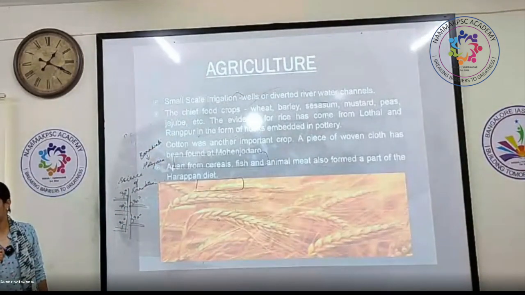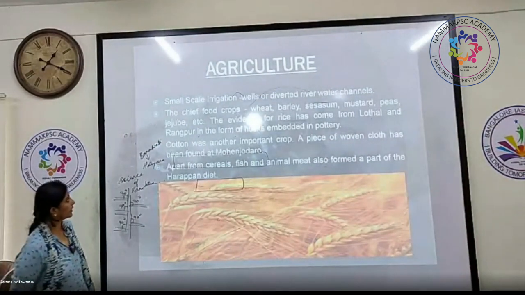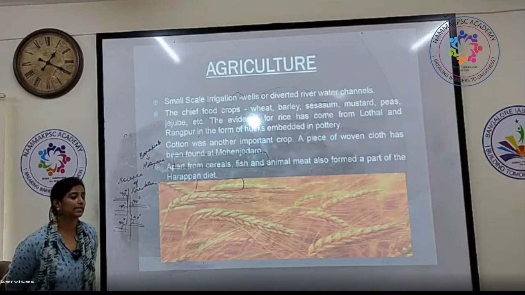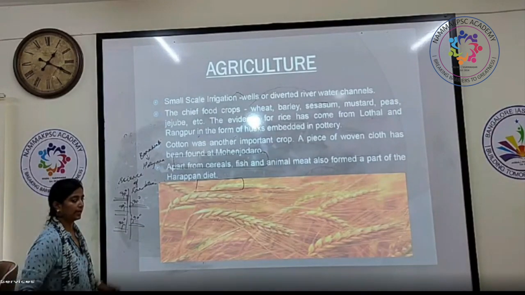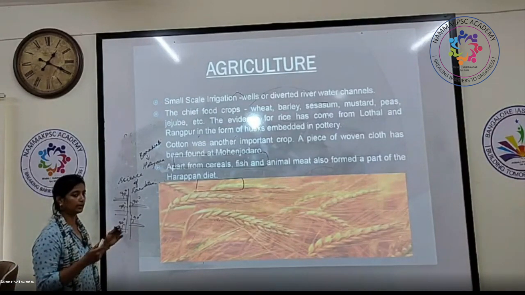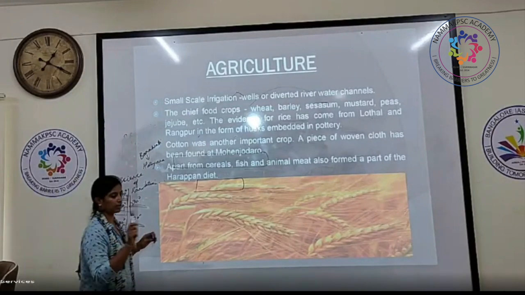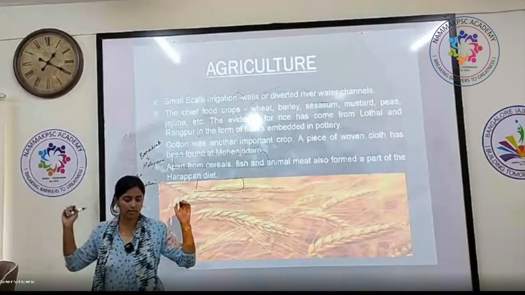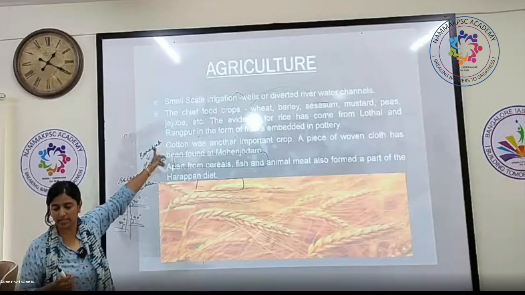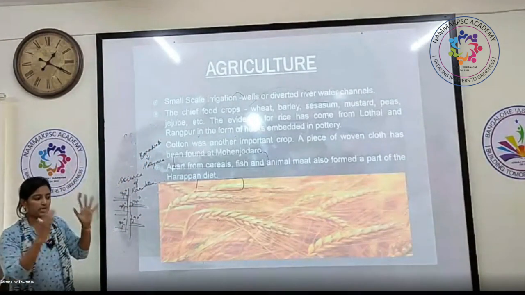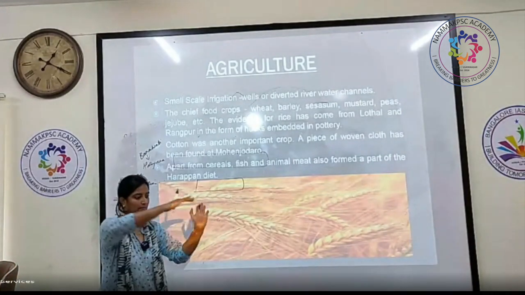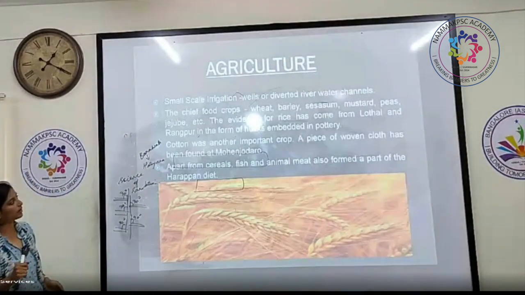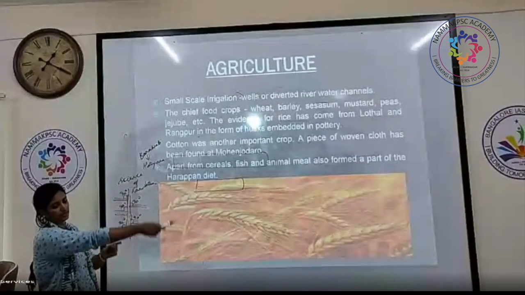Then, what kind of agriculture did they do? They mainly had small scale irrigation. By small scale irrigation, I'm talking about channels. We are not talking about canal irrigation, well irrigation, or drip irrigation. Those are all advanced stuff. In IVC, we are talking only about small scale irrigation, that is channel irrigation, diverting the rivers to the region of agriculture. That's it. See, it's given there: diverted river water channels.